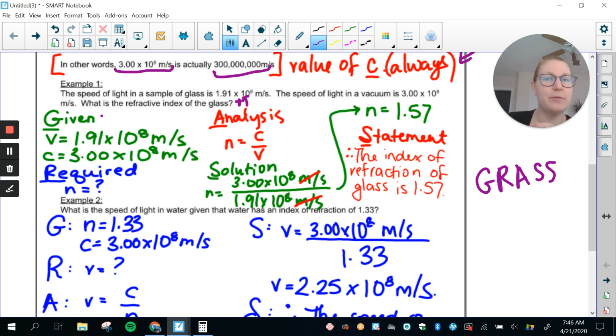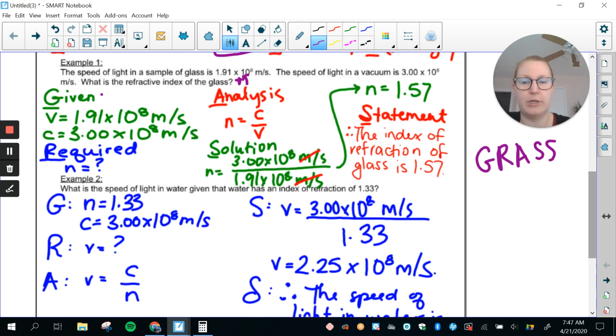So again, I will never be asked to necessarily solve for C because that's a constant. We always know it. But we're going to see in other questions, like in example 2, you could be asked to solve for V. Okay. Now I want to just mention something quickly in my solution. So I've written out N equals C over V in analysis. So that's good. And then in solution, I'm just putting the numbers in, just like math, where you would put in the values for the variables. So C being 3.00 times 10 to the 8, and V being 1.91 times 10 to the power of 8.